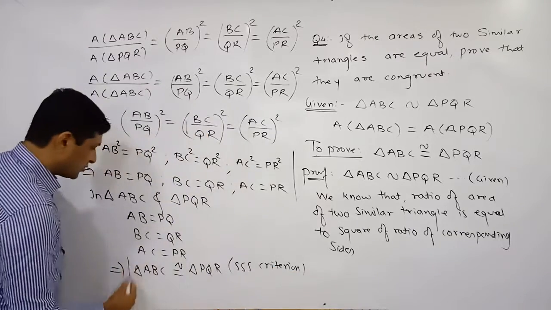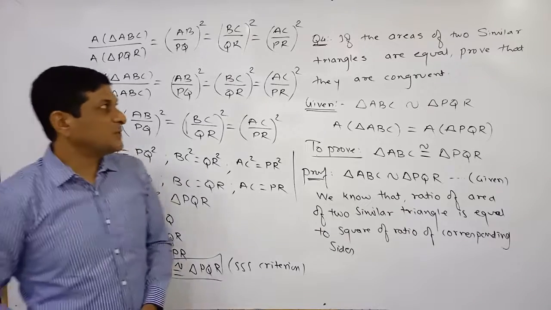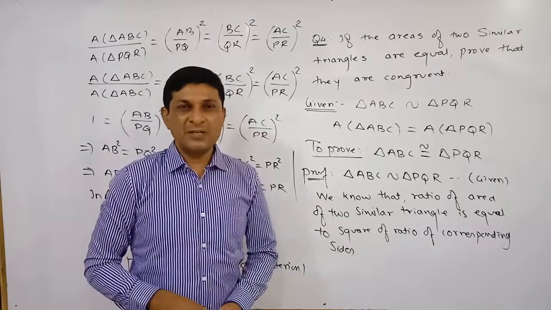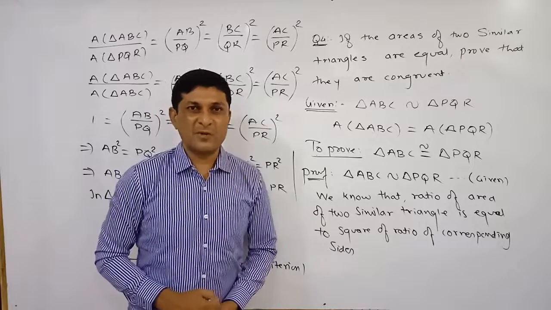In this way, we have shown that these two triangles are congruent to each other. In this way, we have completed the first 4 examples. In the next video, we will discuss the remaining examples from this exercise.